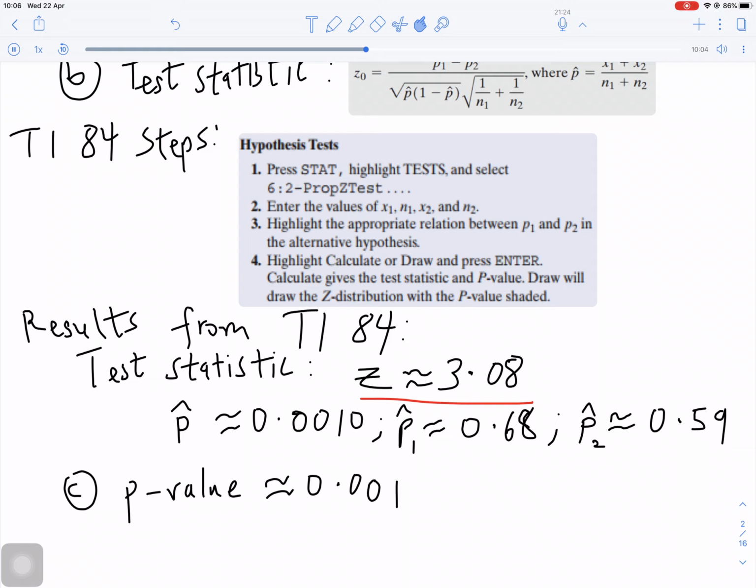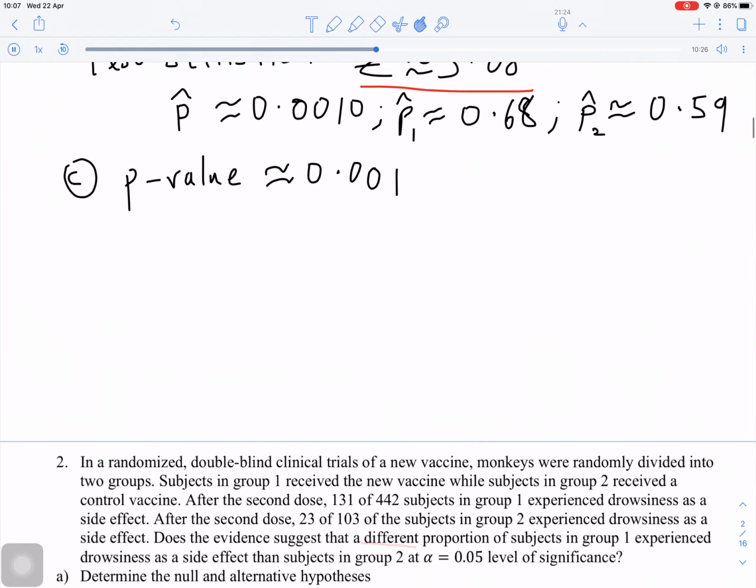So you realize that this calculator step actually gives you the result for B and C. So for C, the p-value is approximately 0.001. All right, so it looks simple when you are using software to do it. Okay, all right, so we go on to the next question.